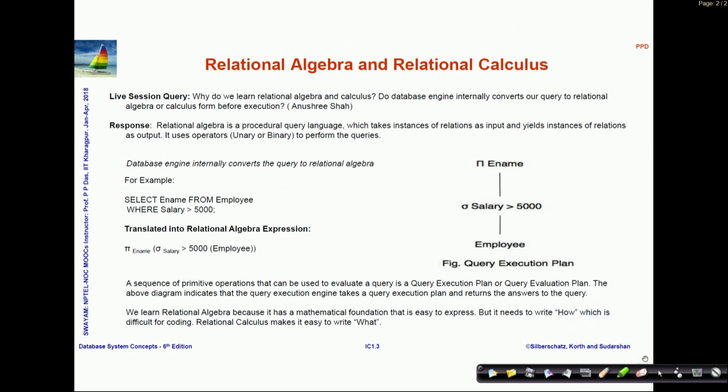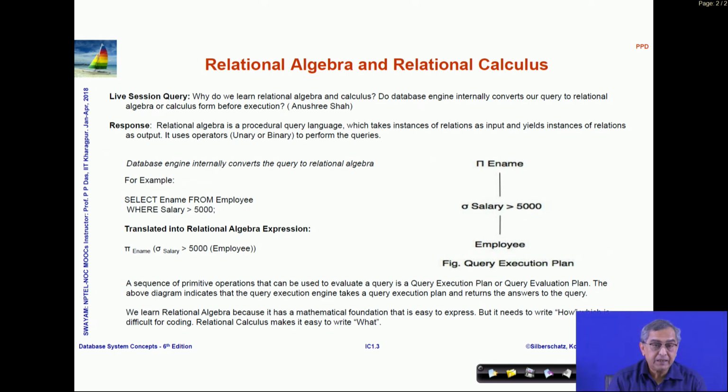I move on to a similar related question. This is from Anushree Shah. Anushree has asked, why do we learn relational algebra and calculus? Does the database engine internally convert our query to relational algebra or calculus form before execution? We just had a discussion on procedural and non-procedural. Relational calculus is a basis for languages like SQL.